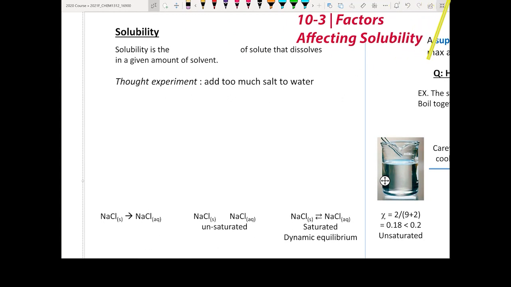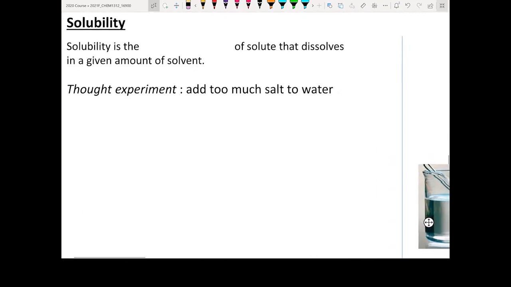Let's go to the other topic, solubility. We heard this term a lot, I guess, but no one really thinks about what the real definition of solubility is. So today we're going to solve that puzzle. The solubility is the maximum amount of solute that can dissolve in a given solvent.